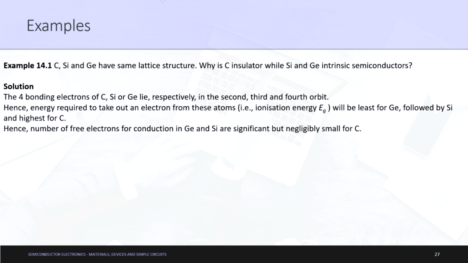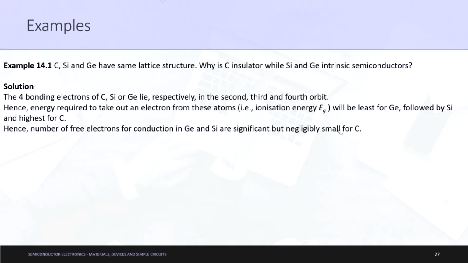Therefore, the number of electrons present in germanium is much higher than in silicon and carbon. Hence, the energy required to take out an electron from these orbits, that is the ionization energy Eg, will be least for germanium. Why? Because the electrons in the outer orbit of germanium are at a much higher distance than in the carbon atom, or let us say the silicon atom.